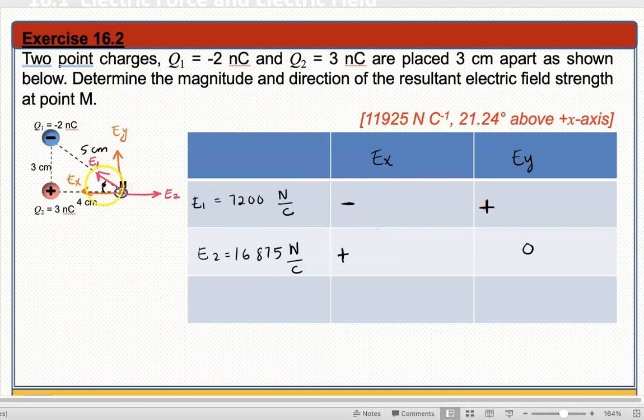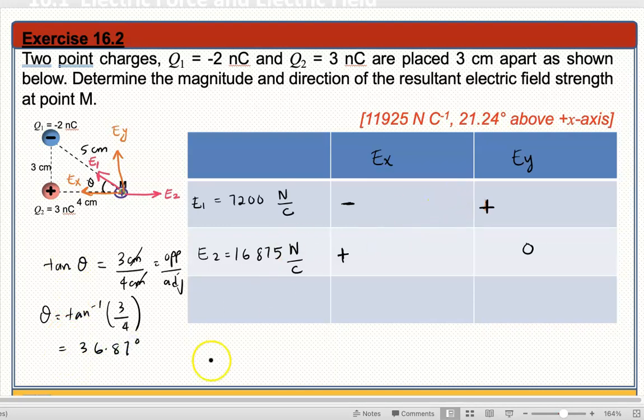Okay, so let me rub this off and put it nicely. Okay, so let's figure out the angle for E1. So the angle with respect to the x-axis is opposite over adjacent. Tangent theta is equal to 3 centimeter over 4 centimeter, or opposite over adjacent. And centimeter cancels out with centimeter, so you get 3 over 4. Inverse tangent of 3 over 4 gives you theta. So 3 divided by 4, and then you inverse that, you get 36.87 degrees.